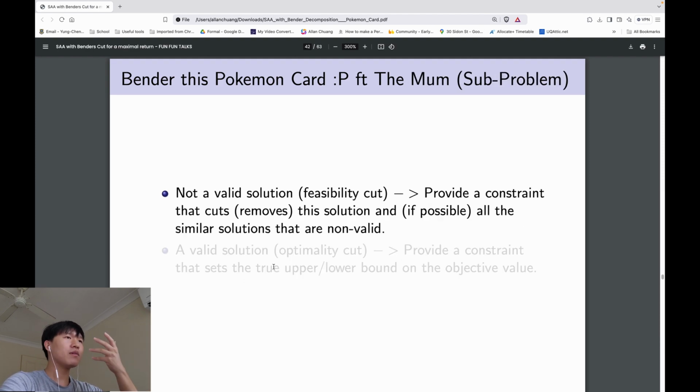And so now we have to look at the sub-problem, which in this case is going to be the mum. Well, the mum can do two things. The first thing is it can tell the child, hey, this actually isn't a valid solution.